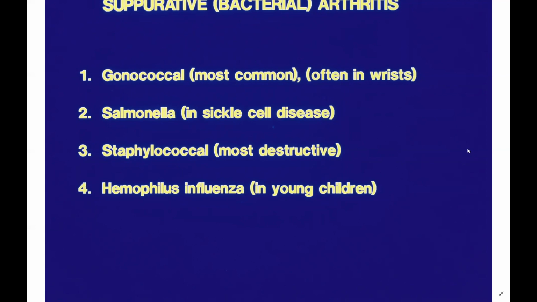Salmonella arthritis is frequent in people with sickle cell disease or who've had splenectomy. The key in sickle cell disease is the autosplenectomy, plus the fact that they have gastric achlorhydria. The gastric acid is the first line of defense against the salmonella bacteria. Staphylococcal is by far the most destructive. This can occur in a number of situations, and unfortunately in this country today, it most often follows IV drug abuse. Haemophilus influenzae can cause septic arthritis in young children.